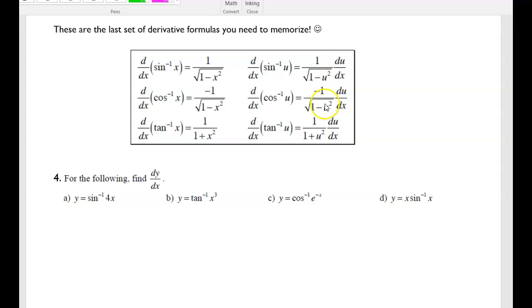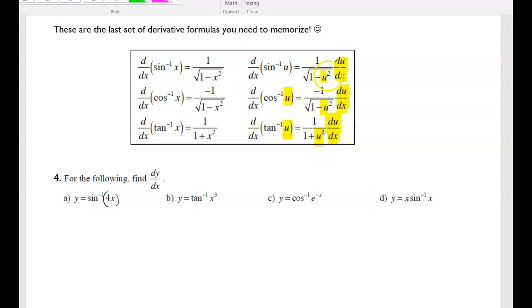The derivatives on the right side are just your chain rule version. If I have something besides an x, it will replace the x, but then I have to multiply by that derivative. Same thing for inverse cosine and inverse tangent. Okay, so we'll mostly be using these formulas over here because it's the more interesting case. So in part A, we have the inverse sine of 4x. We're going to find this derivative. I'm going to put the parentheses in there just to be clear.